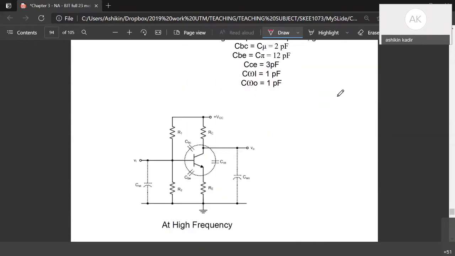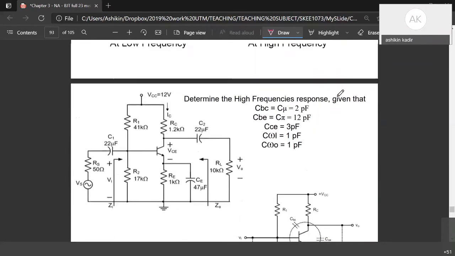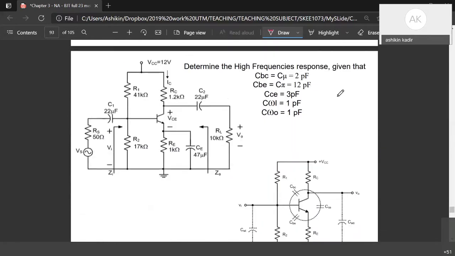Okay, so now, from our previous example, we use the same circuit. So in the previous class, we determined the mid-frequency analysis using the hybrid pi model and also the low-frequency analysis using the hybrid pi model. So now we are doing the high-frequency analysis, by using the same circuit.